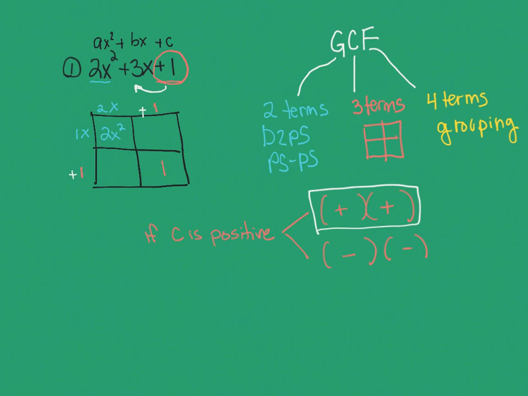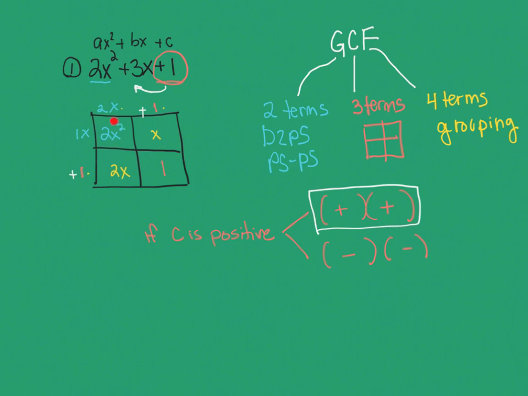And then I'm going to try. Let's see if it works. Well, if I have 1x times 1, then that is going to give me 1x. If I have 1 times 2x, that's going to give me a positive 2x. So now let's see if we have the correct terms.